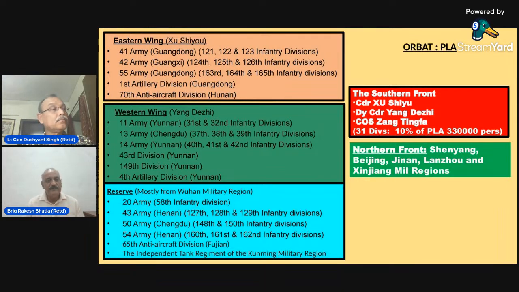The southern front was further divided into the eastern wing, based on Guangzhou military region, which is to the east of North Vietnam, and the western wing, based on Kunming military region, which is to the west. We'll see it on the map also. Then from Wuhan military region, up north, there were armies earmarked as reserve. They were all launched into battle after phase one, that is, its own organic units of Guangzhou and Kunming military region were committed. After that, the reserves were launched.